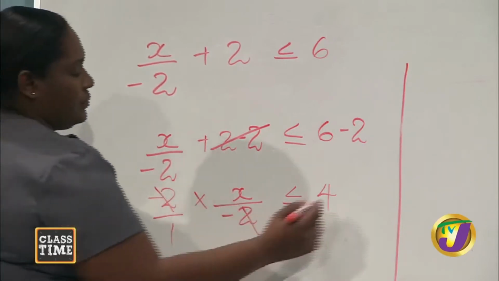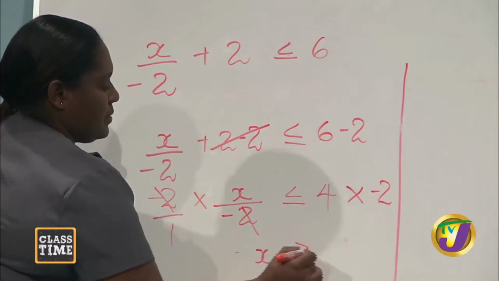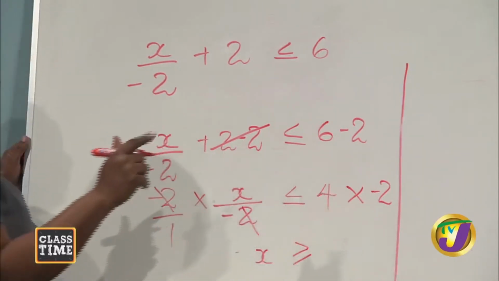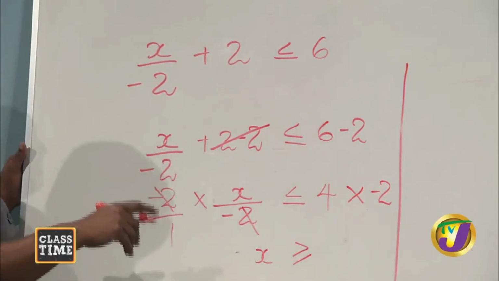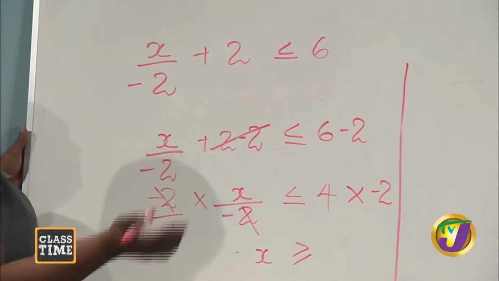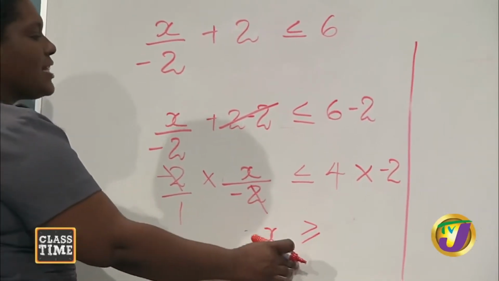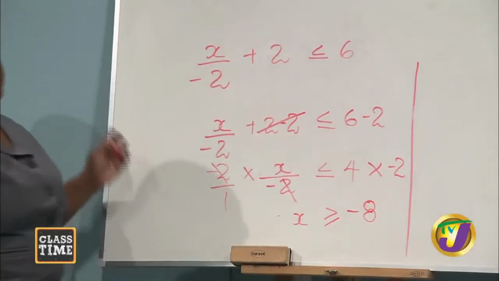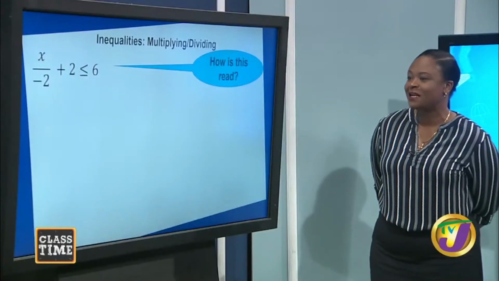Therefore, that would be x is less than or equal to negative 8, if we were to do that. But because we have multiplied by a negative number, we flip the sign, we do the reverse. So it's x now that is greater than or equal to negative 8. I see and I understand. Thank you for that.